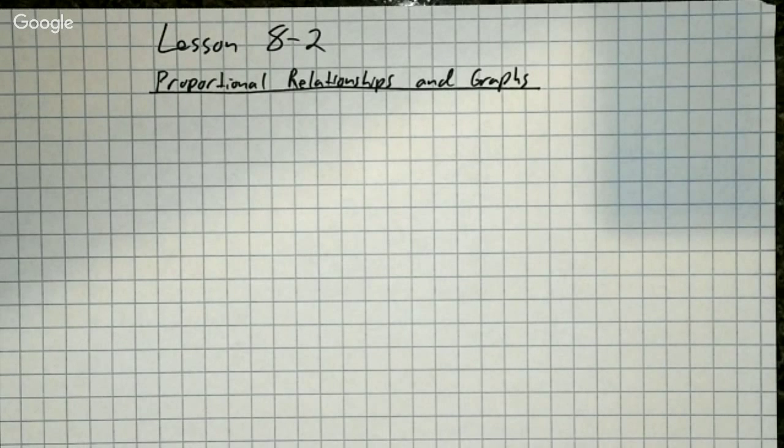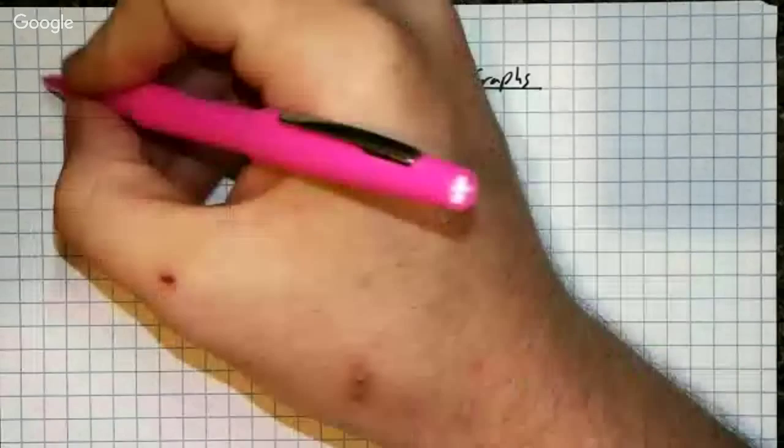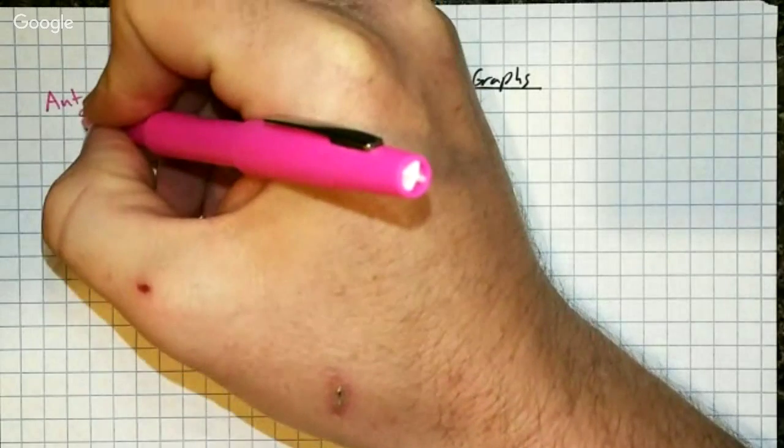Hello and welcome to our lesson today, the 7th grade lesson, lesson 8-2. We are in topic 8, into our lesson 2 right now. Today we're going to be talking about proportional relationships and graphs. You went over proportional relationships a little bit yesterday, and we're going to move in today to actually graphing those relationships. But let's go ahead and start out with our anticipatory set.